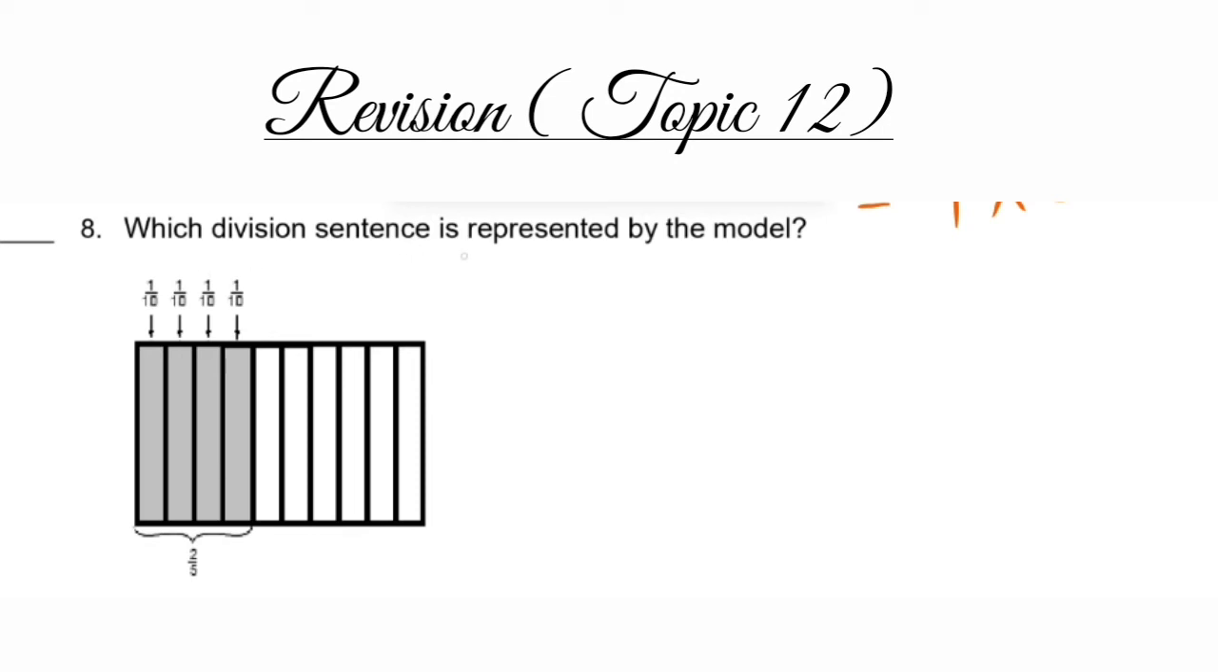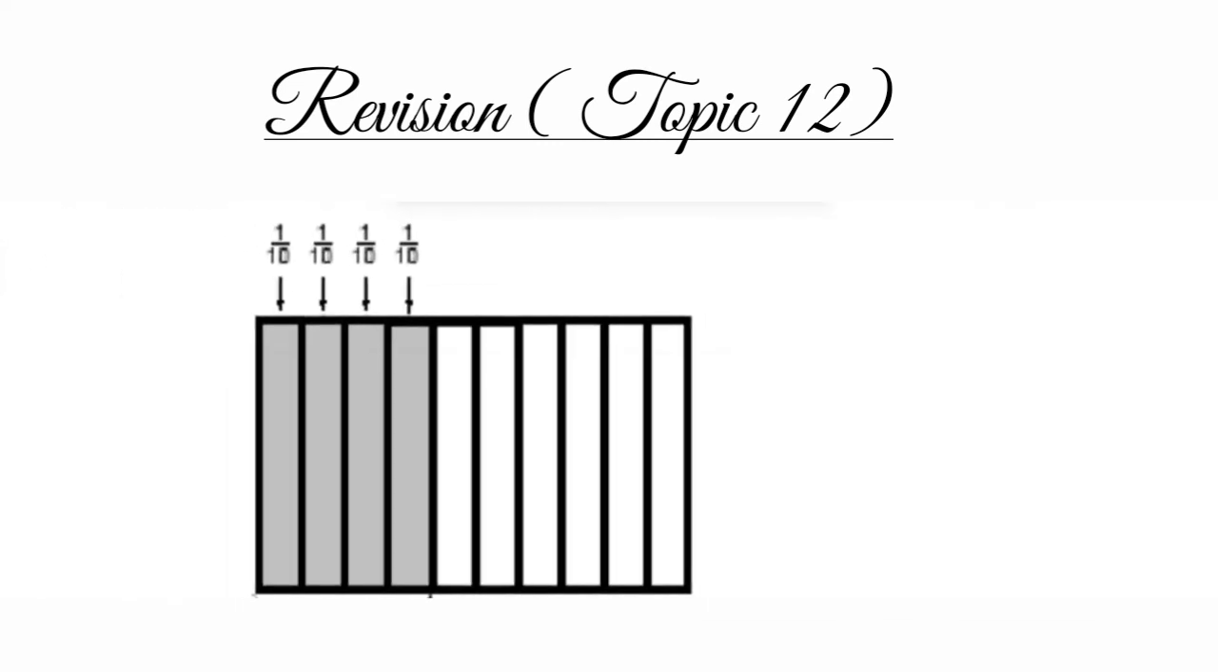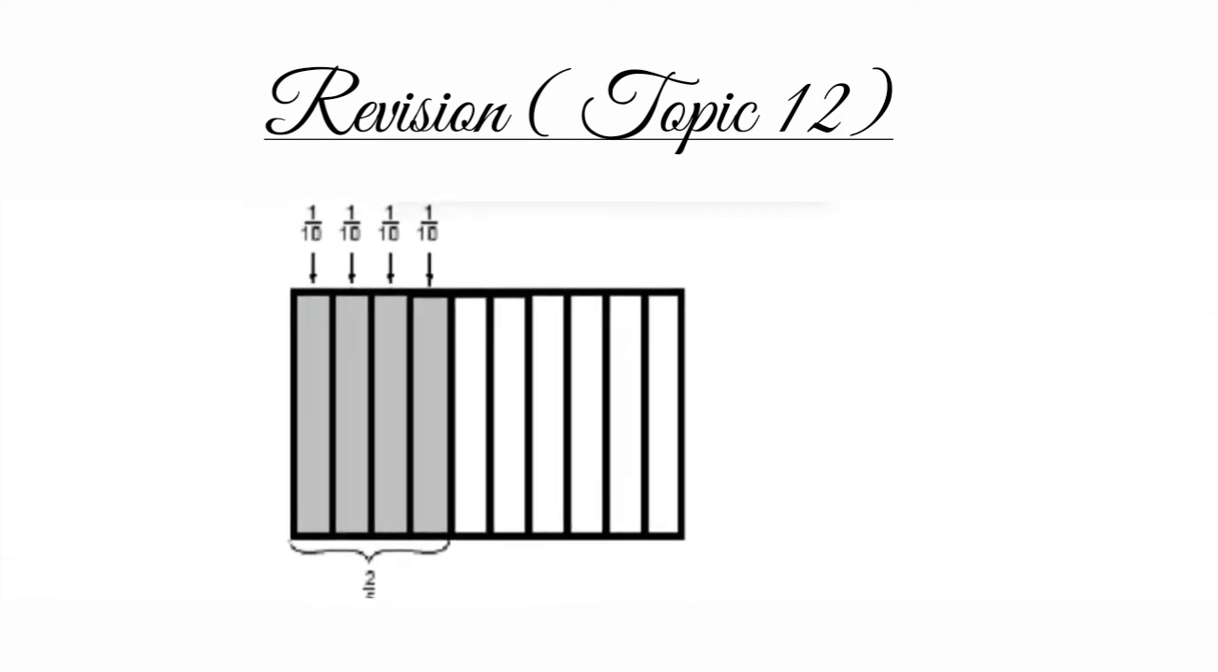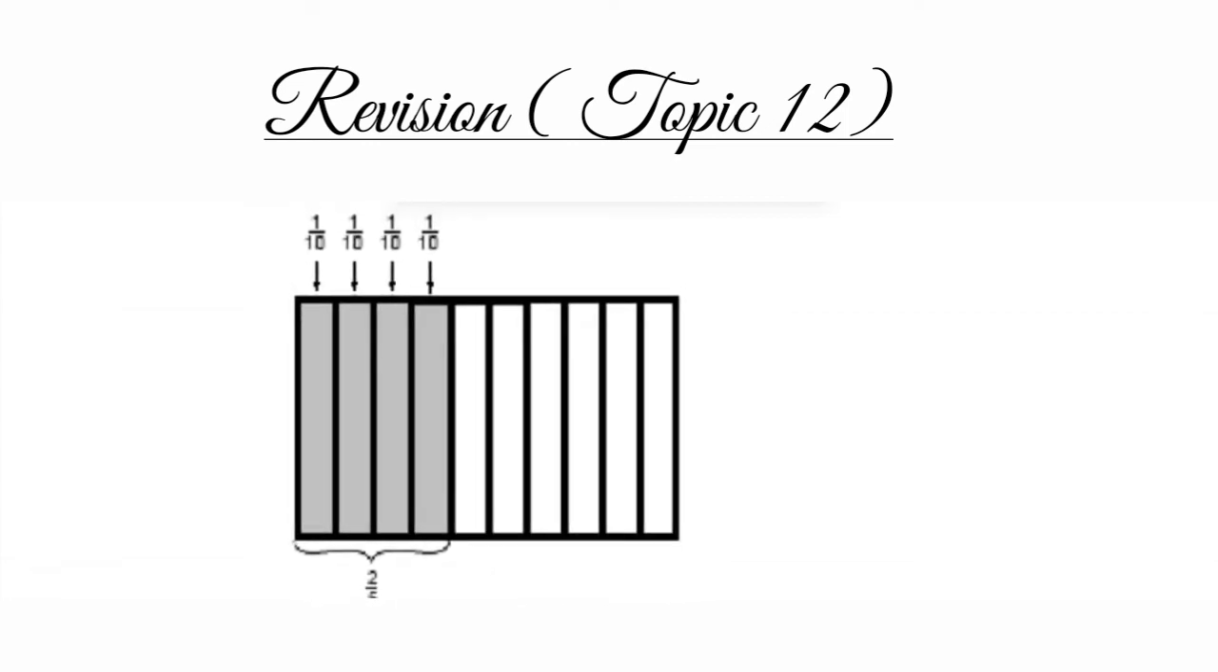Which division sentence is represented by the model? Okay, let's take a closer look at the model. Here we have 2/5, so it's 2/5 shaded. And each part here is 1/10. If you count them, you will find 10 parts. So each part is 1/10.